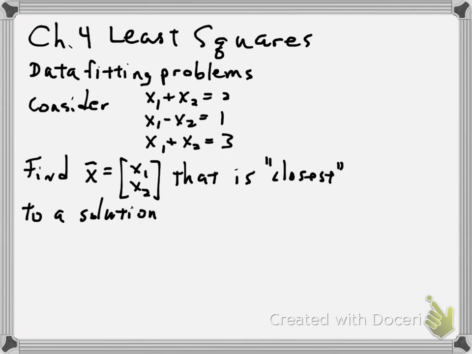Now, for this lecture, I'm not going to get into the theory too much. I'm basically just going to present these normal equations that are used to solve a problem like this and go through some problems. The theory I will wait for lecture. So here we're going to find, like I said, an x hat that is closest to a solution, in the sense of least squares. And I will clarify what this means, as I said, in lecture.